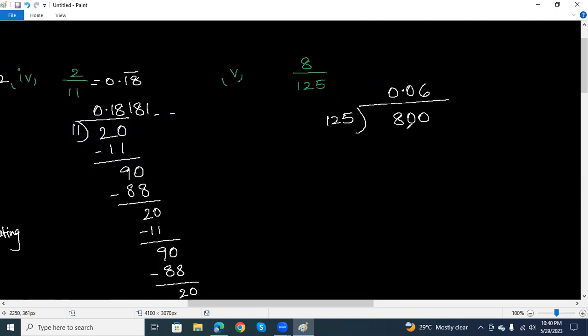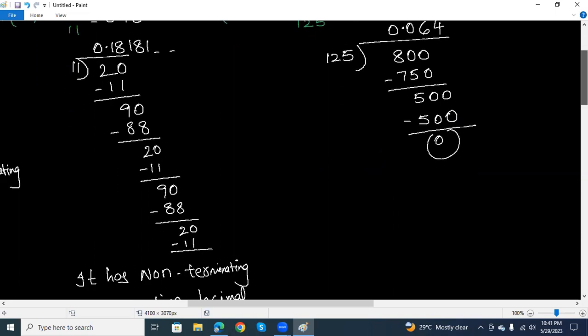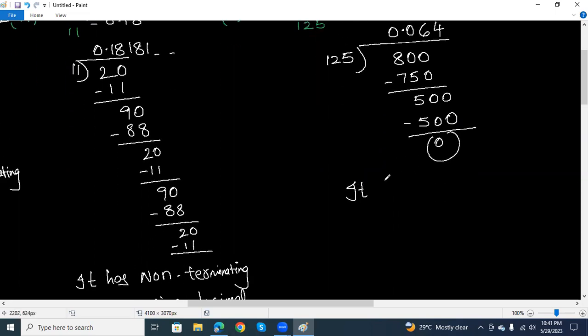125 sixes are 750. So 50 is the remainder. We have already placed the point, so we can put a 0. 125 fours are 500. Right. So the answer is 0.064. After the decimal point, we have a finite number of digits, so it is called a terminating decimal. So we can conclude it has a terminating decimal.